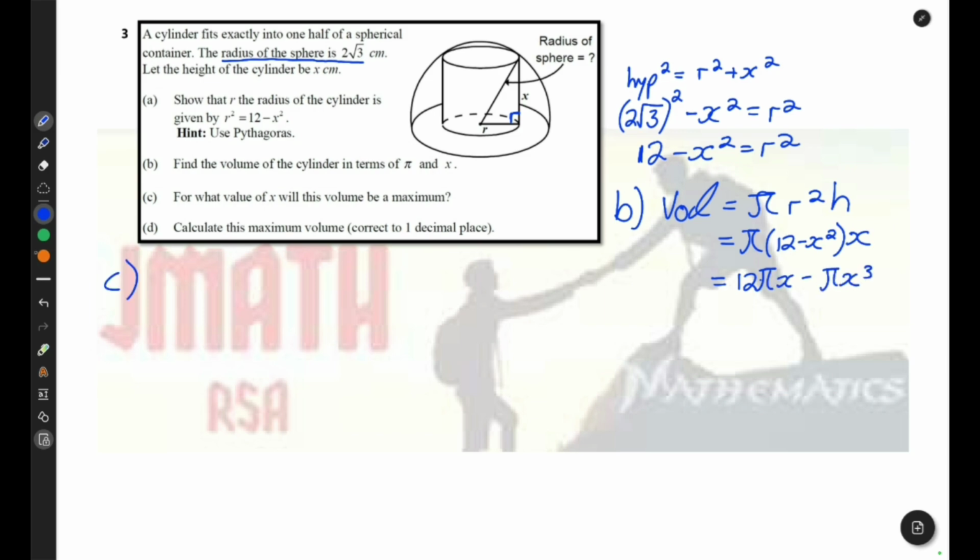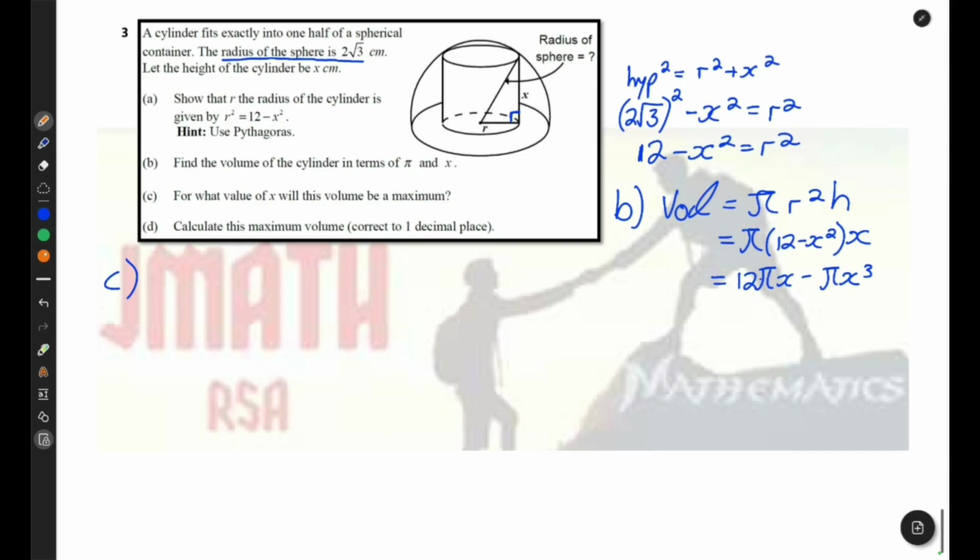Question C, for what value of x will this volume be a maximum? So now that I have a formula, I can get a derivative. I don't need to change anything there, so I can just straight away go for derivative. So volume prime will be equal to 12 pi. Okay, I'm looking at the exponents of the x, so that's why I'm just timesing by 1, and then I'm saying it's x to the 1 minus 1. And then with the other one, the exponent was a 3, so that's 3 pi x squared.